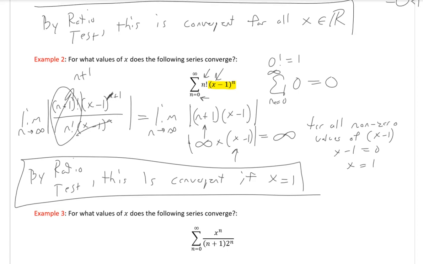So we had two different conclusions so far for example 1 and 2. One was all values of x make this convergent, whereas in example 2, we only had a single value of x that makes this series convergent.